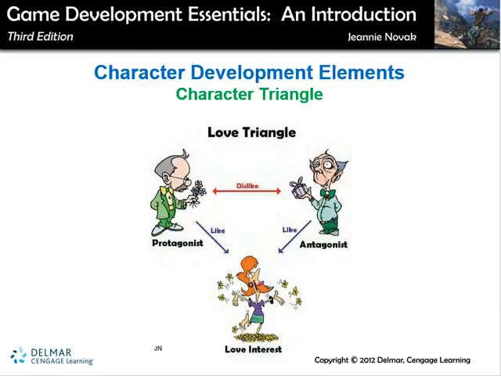And here we come with the character triangle. Our example here is the love triangle. Through a relationship in the story, common in love stories and in movies, you see this all the time. It can be more than one triangle in a game. It doesn't have to be just one. And a lot of times this is a subplot.